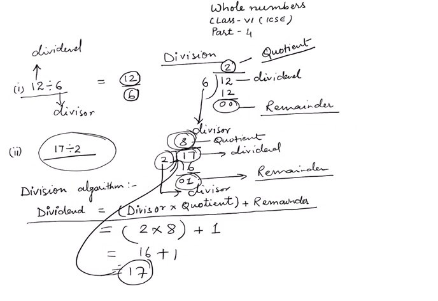It means that if you know the divisor, quotient and remainder, you can find out the dividend. If you know the dividend, divisor and quotient, then you can find out the remainder easily. If you know the divisor, remainder and dividend, you can find out the quotient. So we can use this formula in your next exercise, exercise 2E. You can get questions related to this division algorithm.